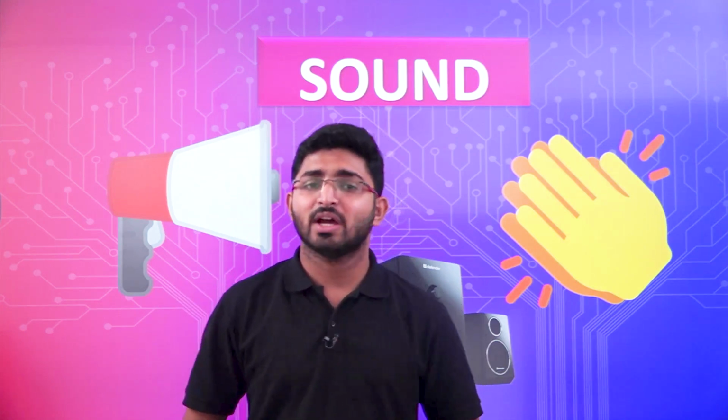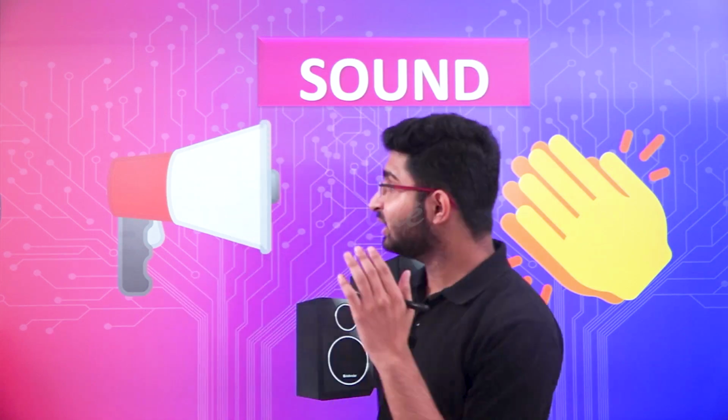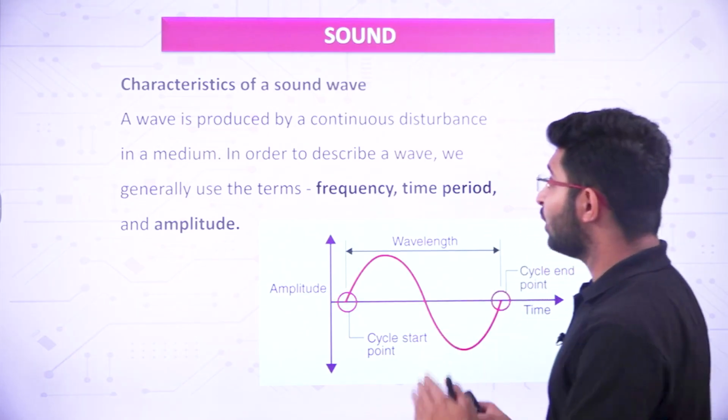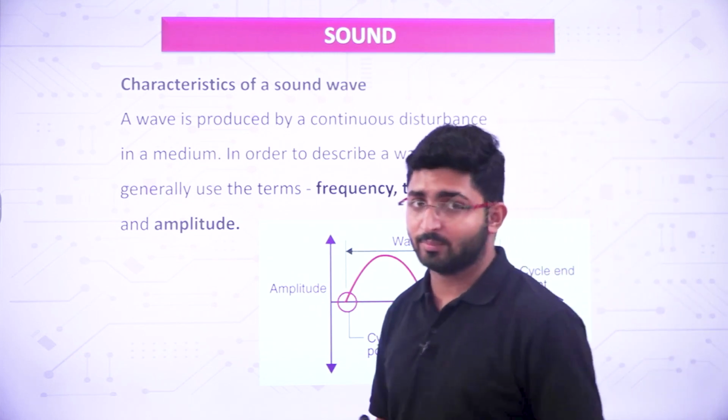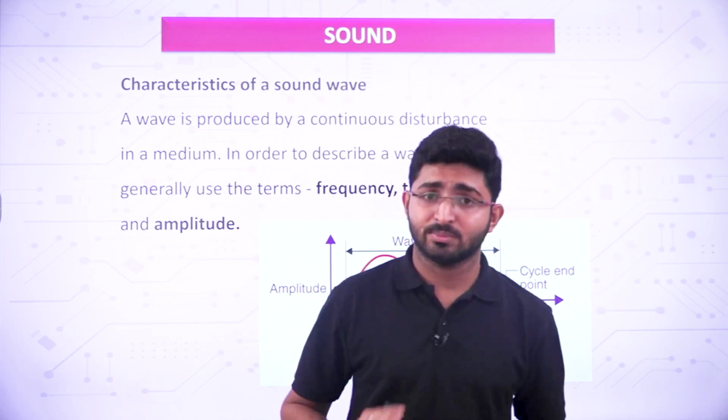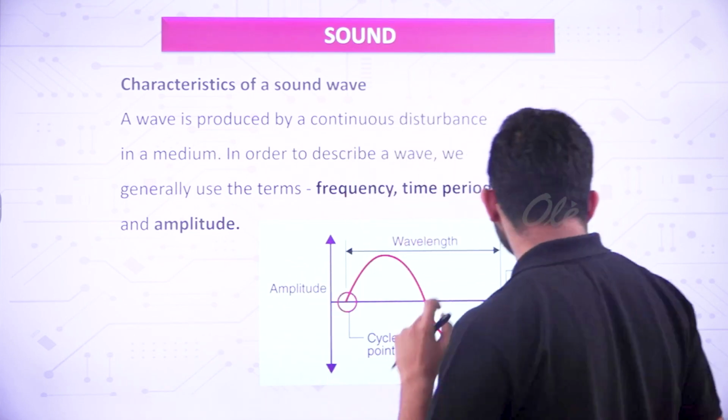In today's session, we are going to continue our chapter that was sound. In the previous session, we were discussing the characteristics of a sound wave. The characteristics of a sound wave are determined by three terms. What were those three terms? We were discussing that.